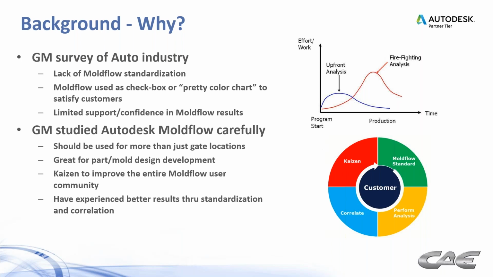So overall, by doing this, GM has experienced better results through standardization and correlation. And ultimately, when you expect better, you get better. Low expectations give you poor results. If you have higher expectations, ultimately, you can expect over time things to get better, not just with the users, but also with the software. So it's also used to push the software developers to improve things.